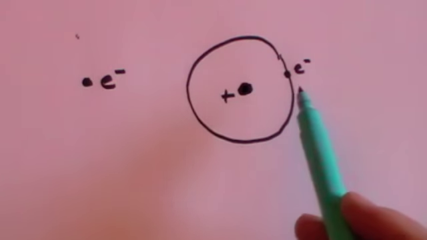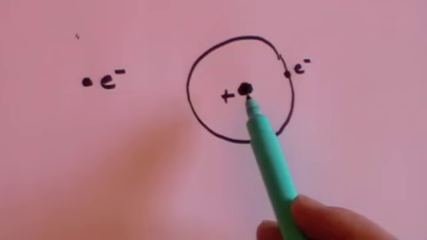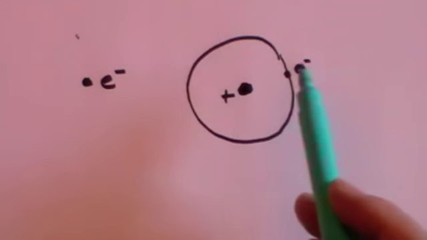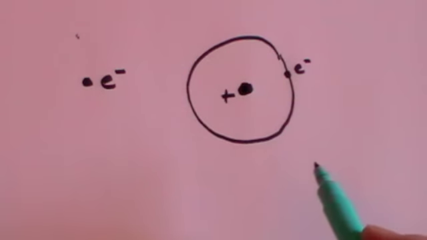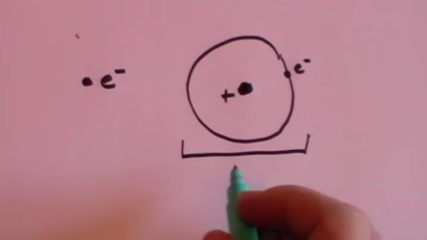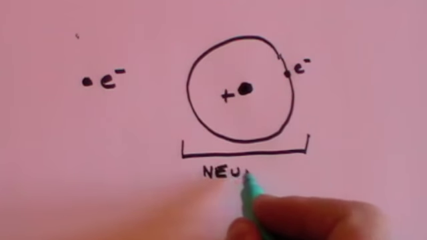The electrons are charged and the nucleus is charged. The nucleus is charged positively, the electrons negatively. And the charge on the nucleus and the charge on the electrons are usually equal and opposite, which means that the entire atom is neutral.